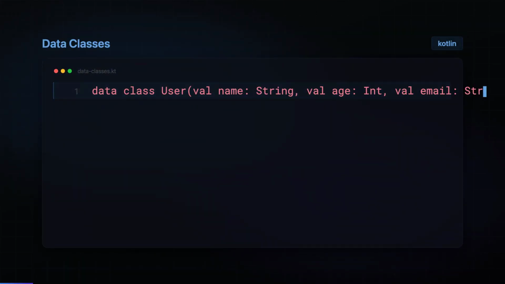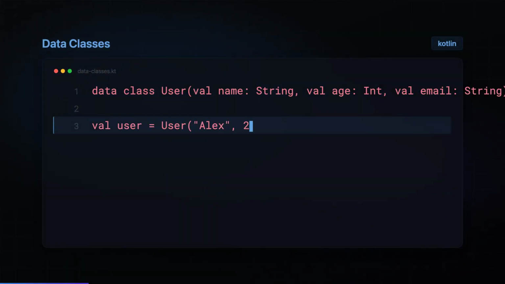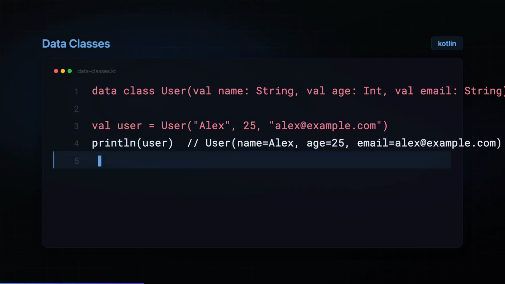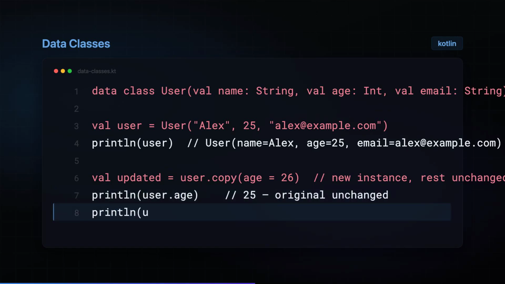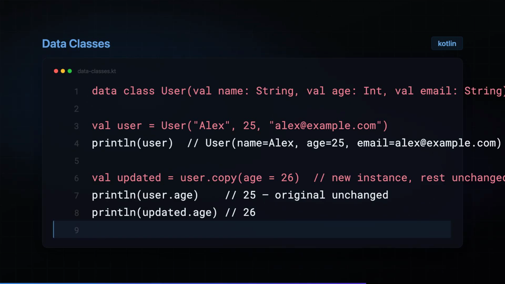Declare data class User(val name: String, val age: Int), and the compiler auto-generates equals, hashCode, toString, and copy. That is 30+ lines of Java boilerplate replaced by one line. Copy lets you create a modified clone without touching the original, essential for immutable data patterns.